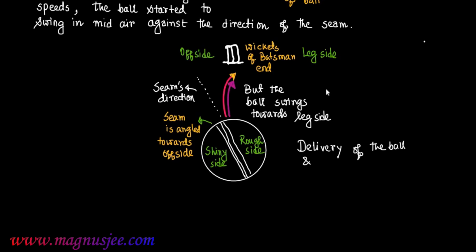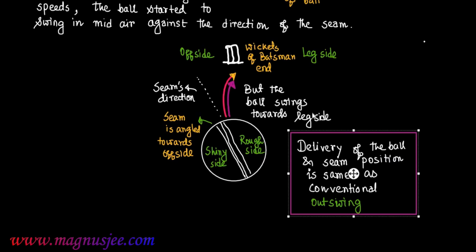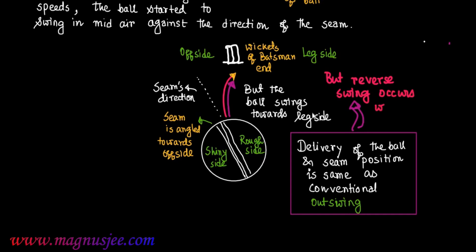In this case, the ball will be delivered with the same seam position as that of the conventional outswing, but the ball will swing as in conventional inswing. But reverse swing occurs with the old ball. That means generally the reverse swing occurs with the old ball after 40 overs.